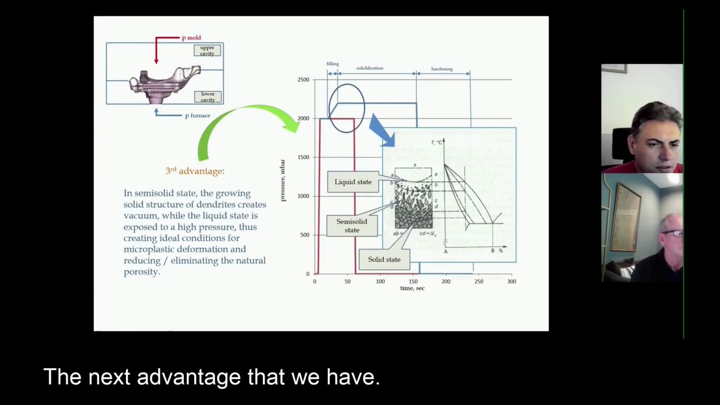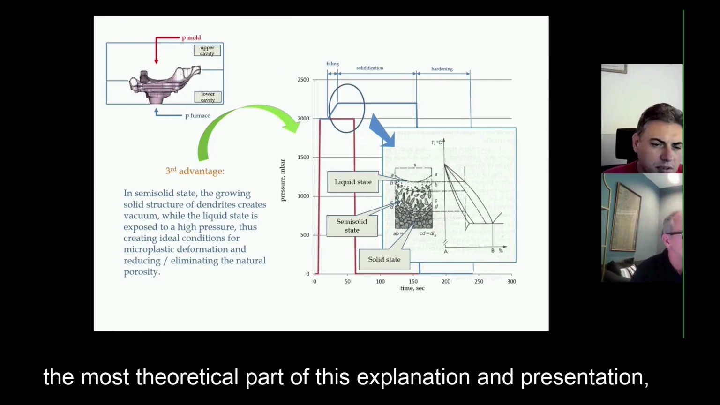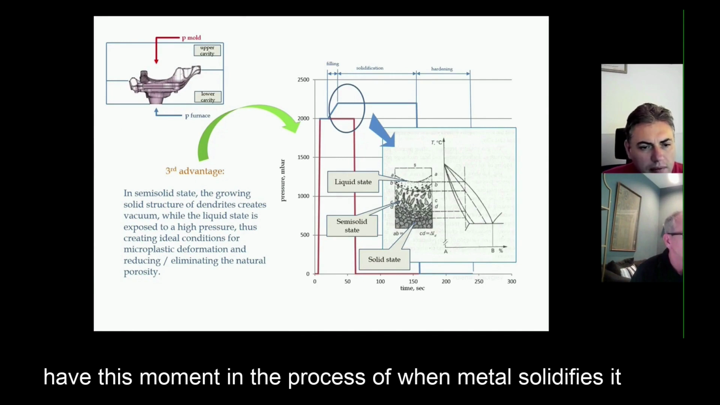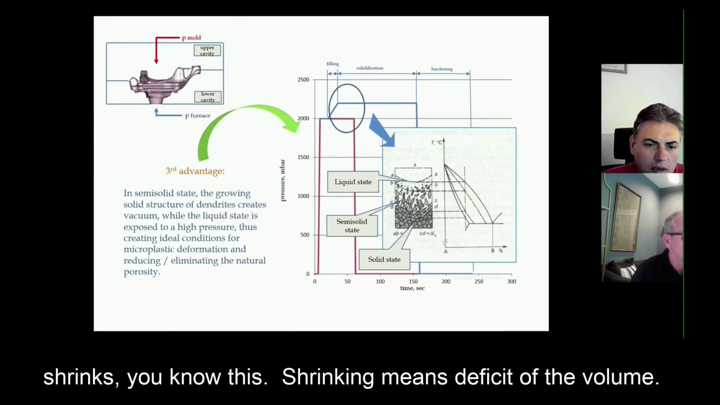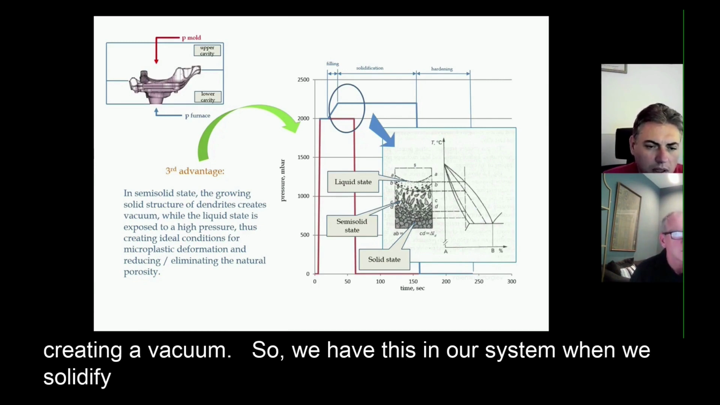The next advantage that we have is maybe the most theoretical part of this explanation and presentation, because it's a little bit difficult to visualize and to imagine. But we have this moment in the process when metal solidifies, it shrinks, you know this. Shrinking means a deficit of the volume. And if we have a closed system, this deficit of the volume means creating the vacuum.